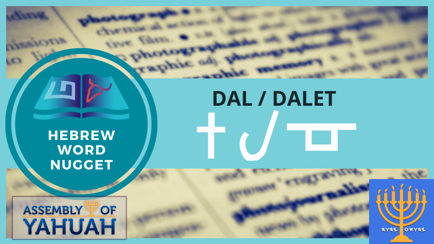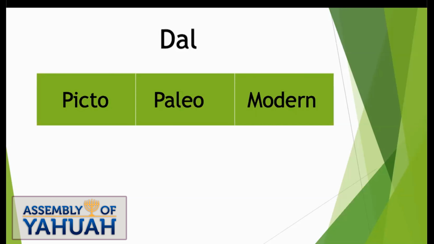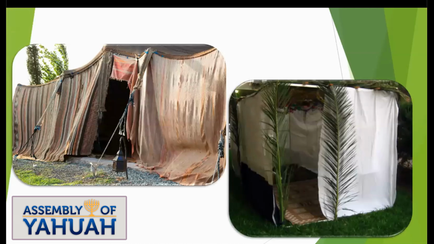Dal is the fourth letter of the Hebrew alphabet that has the sound of D, and it's similar to the letter D in our alphabet, and it also symbolizes the number 4. The early pictograph for this letter is a picture of a door. The early tents show the image of a door from a tent, with the lintel attached at the top.